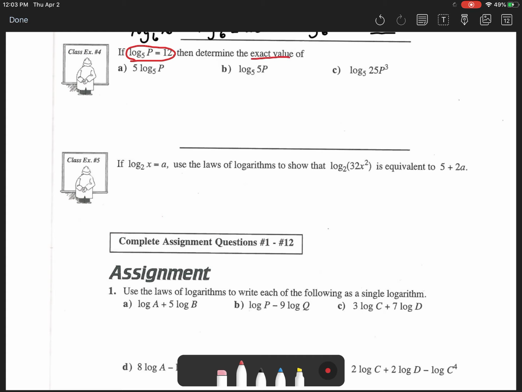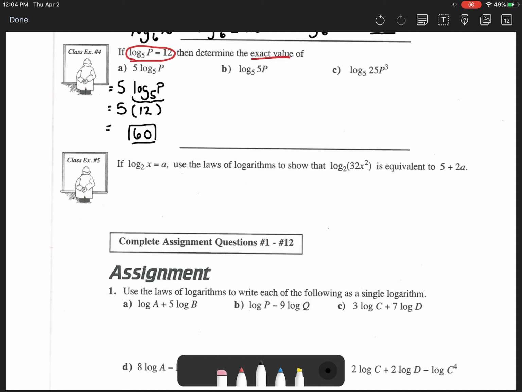Okay, so they don't want decimals, they want us to try and get values that are precise. So we should be able to do most of this without our calculator. In the first question, we have 5 times log base 5 of p. Now they told me in the write-up of the question that log base 5 of p is 12. So 12 times 5, that's just 60.